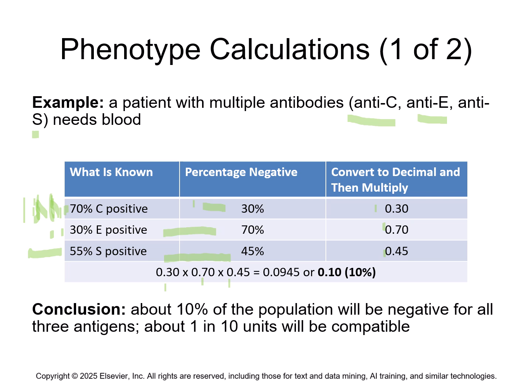And so our percentage of negative units is going to be 10%. That tells us that about 10% of the population will be negative for all three of these antigens, or about 1 in 10 units will be compatible. This means that if we need 1 unit of blood, we will likely have to antigen type 10 units before we find 1 unit of antigen negative blood for all three of these antigens.